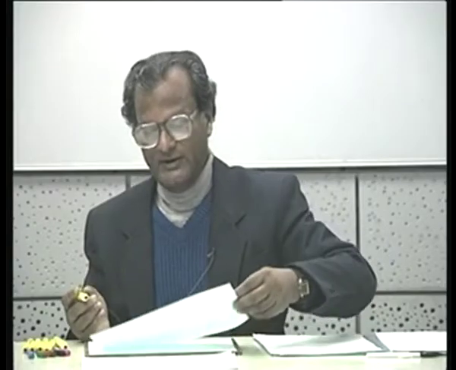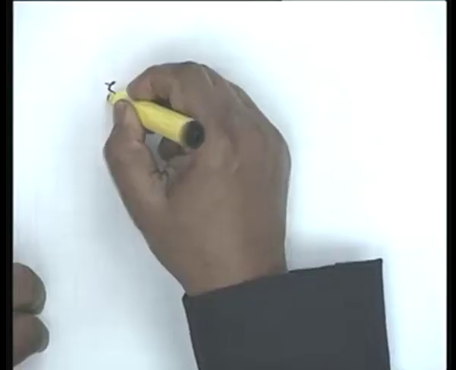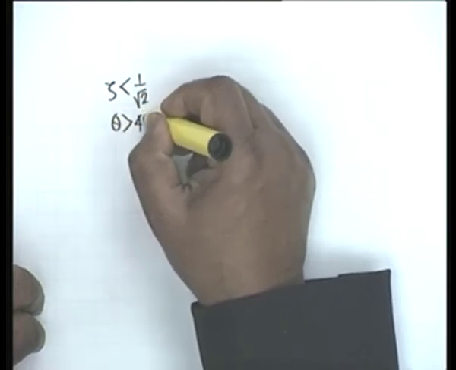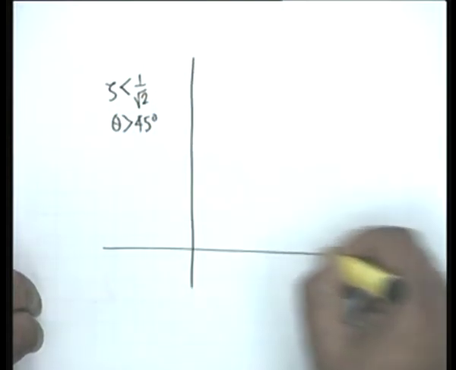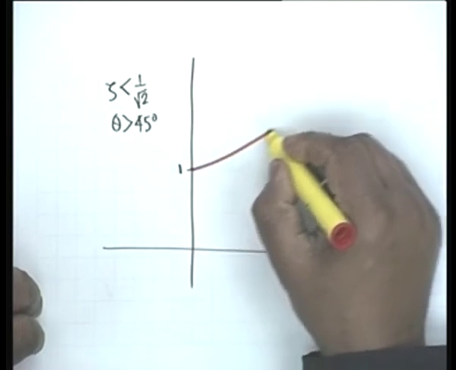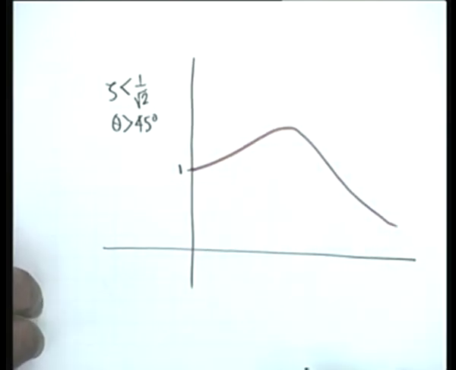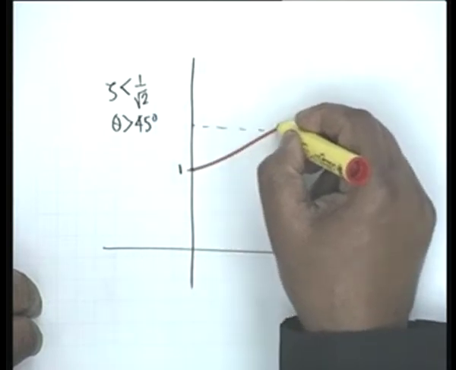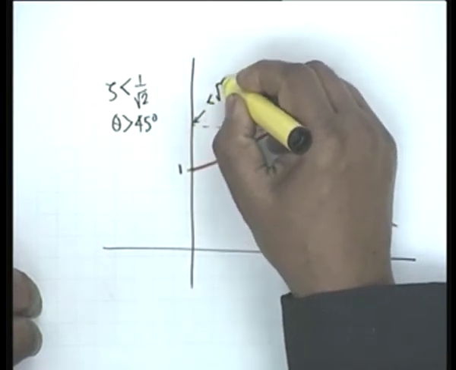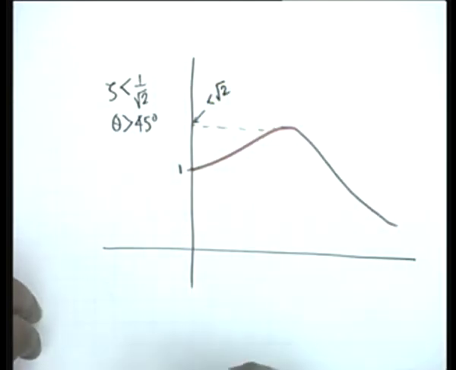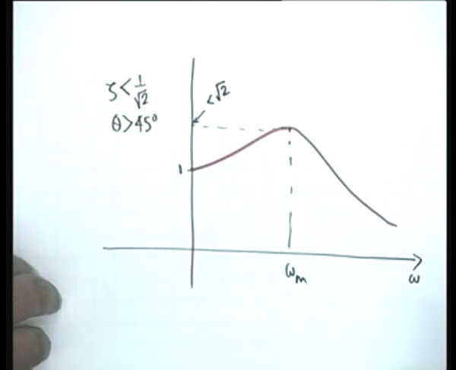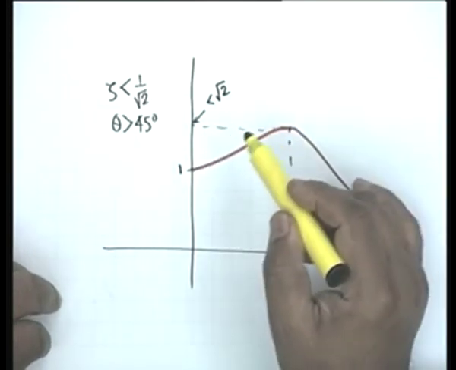All right. On the other hand, if zeta is less than 1 by root 2, that is theta is greater than 45 degrees, there shall be a peaking, and suppose the peaking is like this, where the maximum is less than root 2. All right, the maximum occurs at omega m, this is omega, but the maximum value is less than root 2.